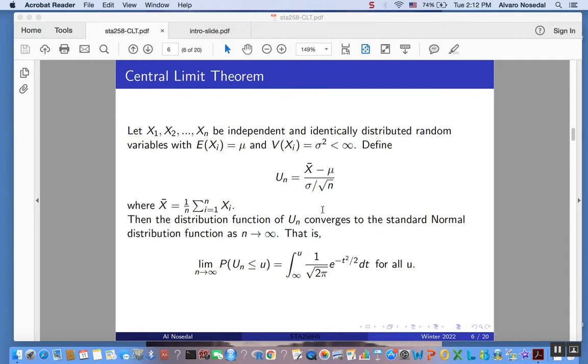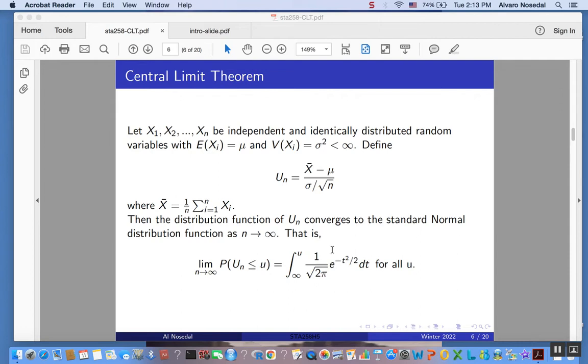It turns out that as n goes to infinity, the distribution of un converges to a standard normal, meaning a normal with mean 0 and variance 1. That's what the central limit theorem says.